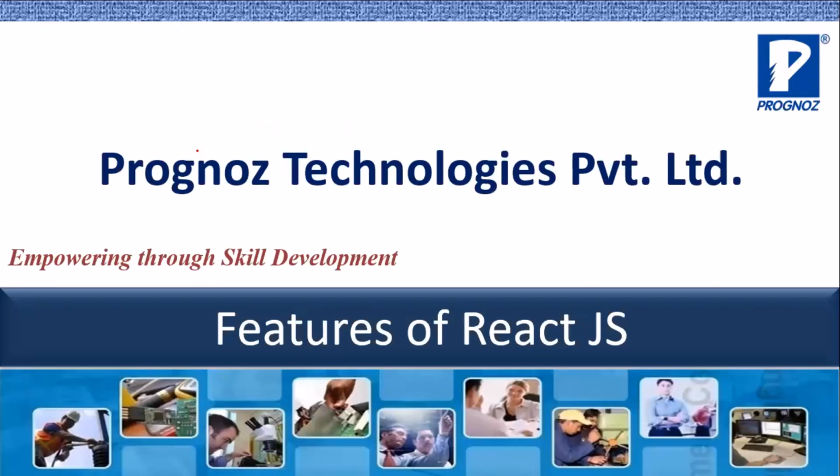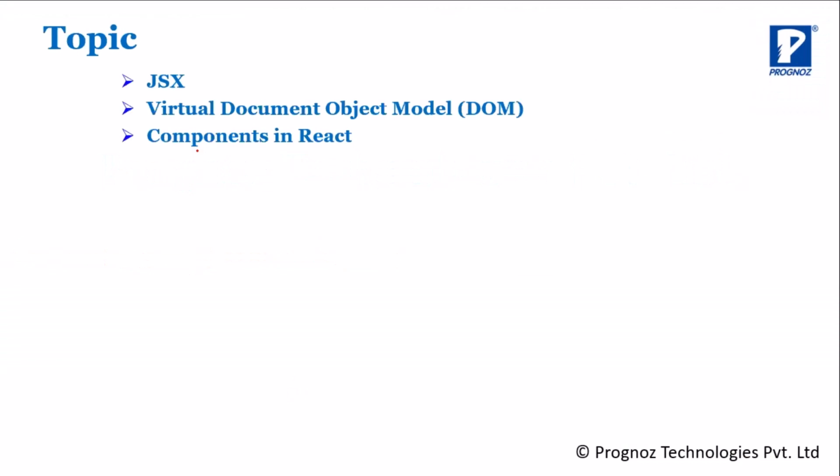Next concept we are going to discuss is the features of ReactJS. So what are the features of ReactJS? ReactJS mostly has three features. One is JSX, another is the virtual DOM, and the third one is components in ReactJS. So the features of ReactJS are JSX, virtual DOM, and components.